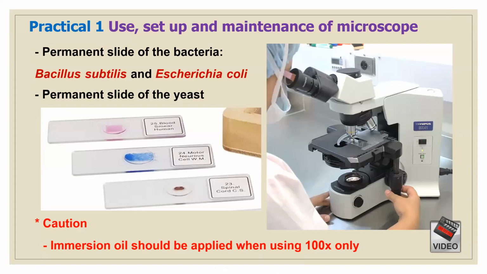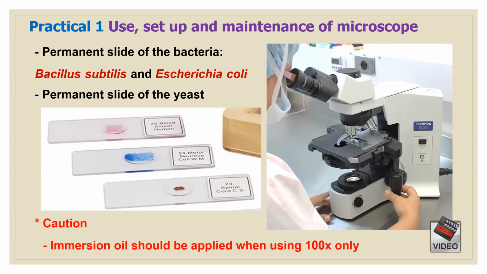Practical 1. I would like you to be able to use, set up, and maintain the microscope properly. Before performing this experiment, I would like to encourage you to watch the video on how to use, set up, and clean up the microscope, study the video carefully, and then come back to the lab to get your practical materials, which are the microscope, lens wipes, immersion oil, and sample slides. I will be giving you the permanent slides of the bacteria Bacillus subtilis and Escherichia coli, and also a permanent slide of yeast.